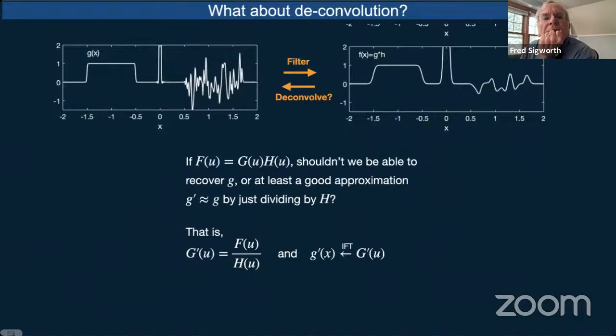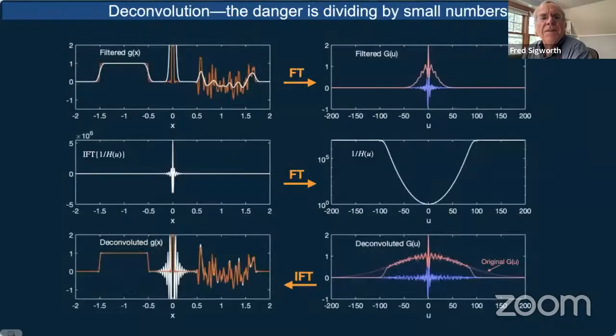Now, the other thing is, if in the Fourier domain, it's just the product of the Fourier transforms of the two functions, shouldn't we be able to take this filtered, this smooth signal and work back to that one? All we would have to do is divide by H of u. So we take the result, we divide it by H of u, and get some kind of g back. So that's a deconvolution operation, and it doesn't always work well.